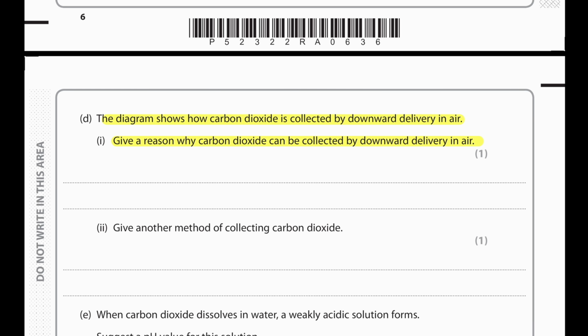CO2 is heavy compared to the normal air that is surrounding us. Since CO2 is heavy, so it is more dense than air, so it sinks at the bottom, and then the air within that particular tube gets displaced. Our answer will be very simple. It is more dense than air.